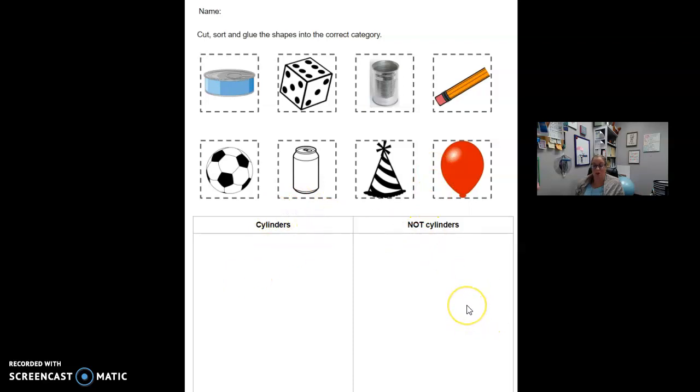Then if you are at home, so if you're working from home, you're able just to drag them up and down. So you can drag this one to whichever side it needs to go on. So tell me if it's a cylinder or if it's not a cylinder.